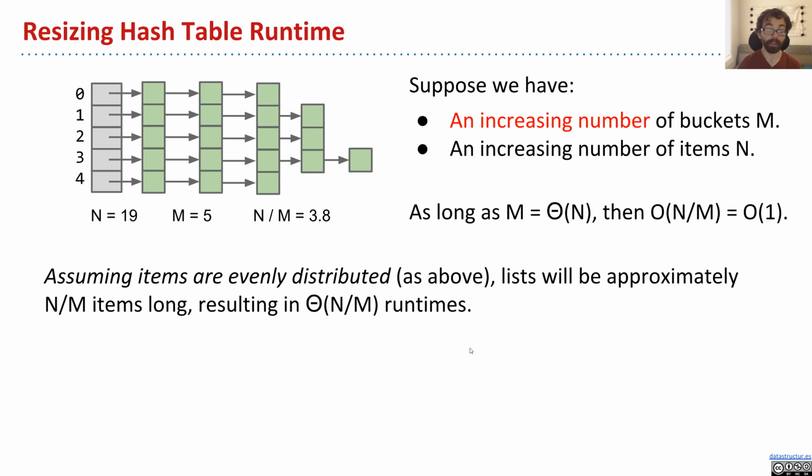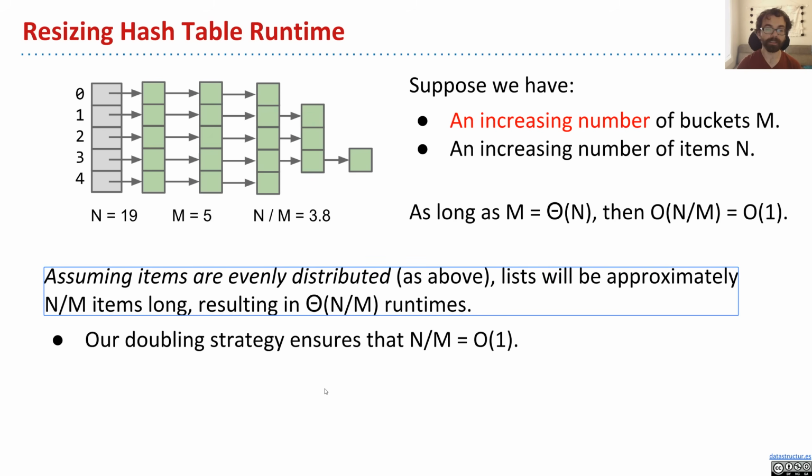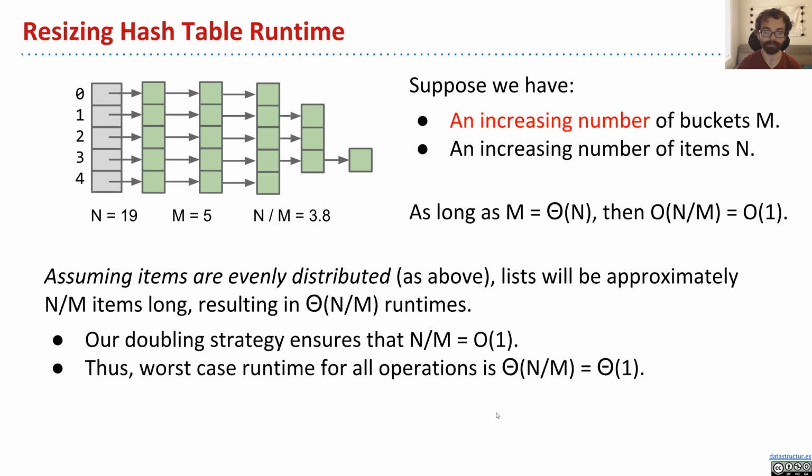Okay. Now again, assuming that the items are roughly evenly distributed, then the lists will all be around n over m items long, and that means we'll get theta n over m runtimes for my operations. And so this idea of doubling when the load factor gets too big will ensure that n over m is bounded above by a constant. That is, it is constant. And therefore, the worst case runtime for all operations, if we're doing this doubling approach and items are evenly distributed, will be constant time.